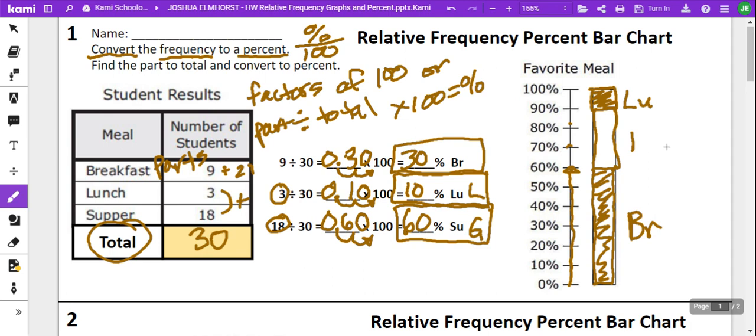And oh, I made a mistake. Supper, and then this one is breakfast. Okay, so we can shade it in. So it's always going to total 100%. Starting from 0. So now we have 3 frequencies being recorded in here: breakfast, lunch, and supper. Supper being the greatest one, and lunch being the least.